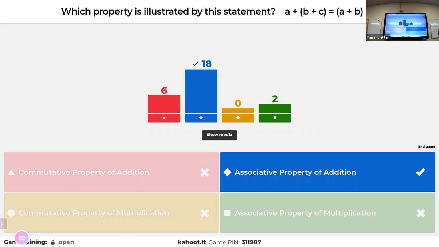We're getting better. We regrouped. Instead of having the B and the C in the groupings, we put the A and the B in the groupings. That makes it the associative property, and it was addition. Good.